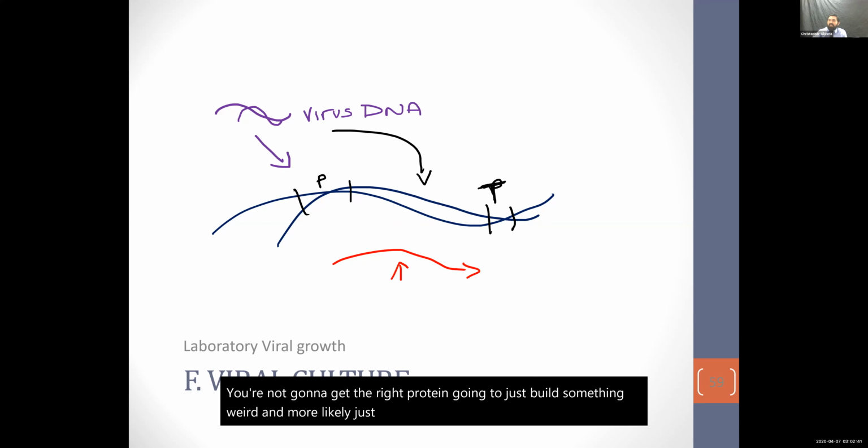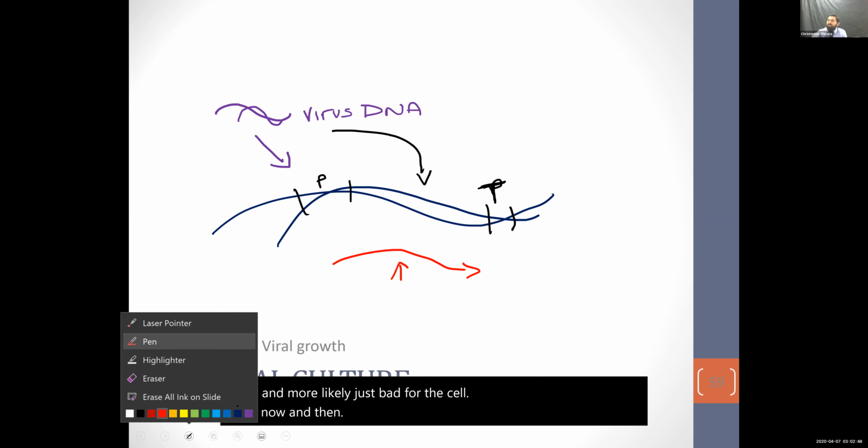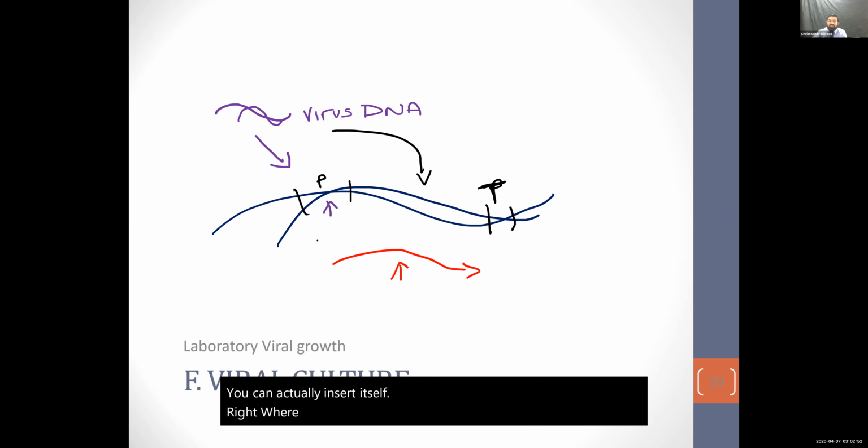But every now and then, it can actually insert itself right where the promoter is, the one that decides if it starts or not. Now, that may not seem too bad, but what if that protein that we're having to make, whatever this may be, happens to be a protein that is responsible for cell growth or cell division?